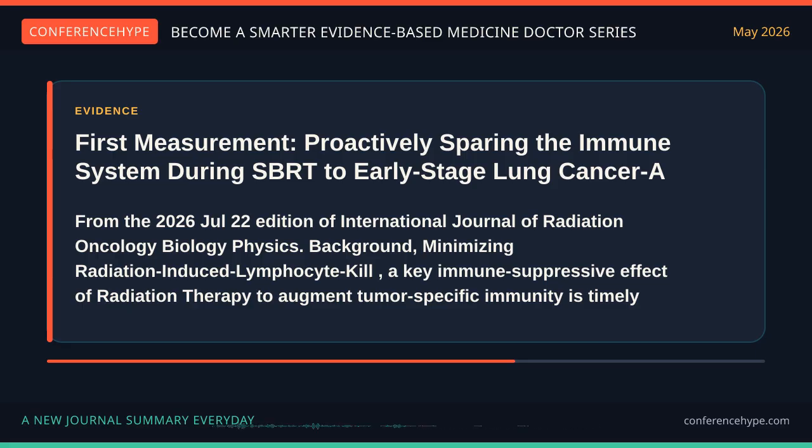From the 2026 July 22 edition of International Journal of Radiation Oncology Biology Physics. Background: minimizing radiation-induced lymphocyte kill, a key immune-suppressive effect of radiation therapy, to augment tumor-specific immunity, is timely and important. Methods: we conducted a single-institution Phase 2 randomized trial enrolling 51 early-stage NSCLC patients to be treated with SBRT to evaluate the effect of dose reduction to immune-rich organs on RILK, focusing on lymphocytes as primary immune cells.